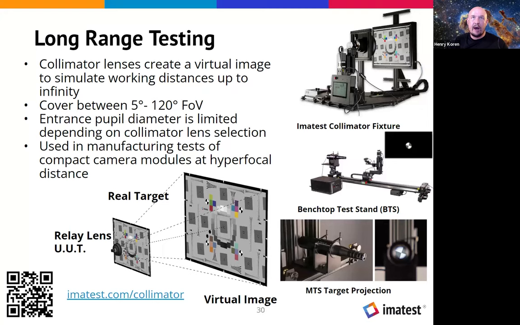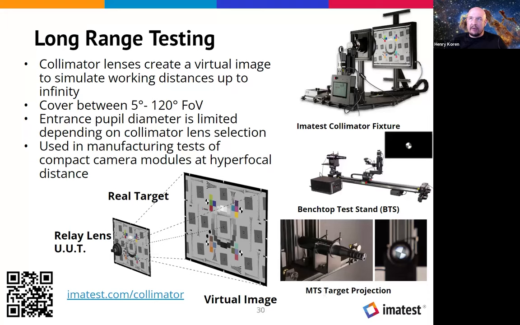You'll often find these collimator lenses in manufacturing, where they have a very limited amount of space in their factory, and they want to test a compact camera module at 2 to 4 meters distance. Well, they don't have that much space in their factory, so they set up one of these collimator systems.